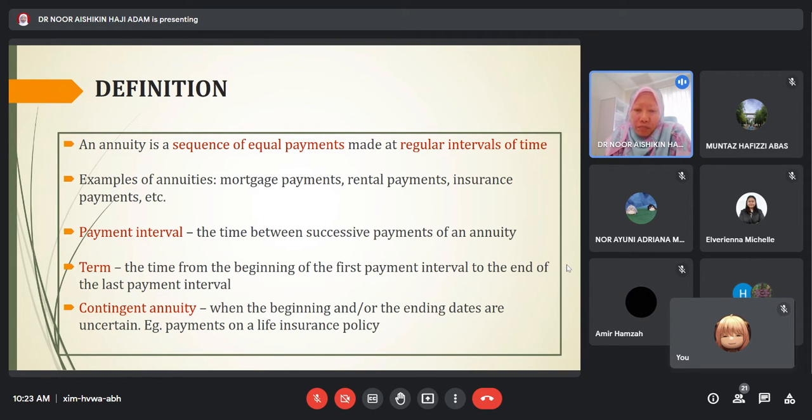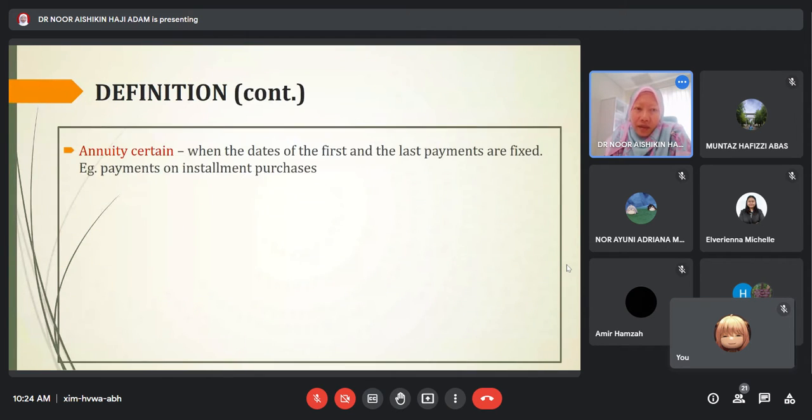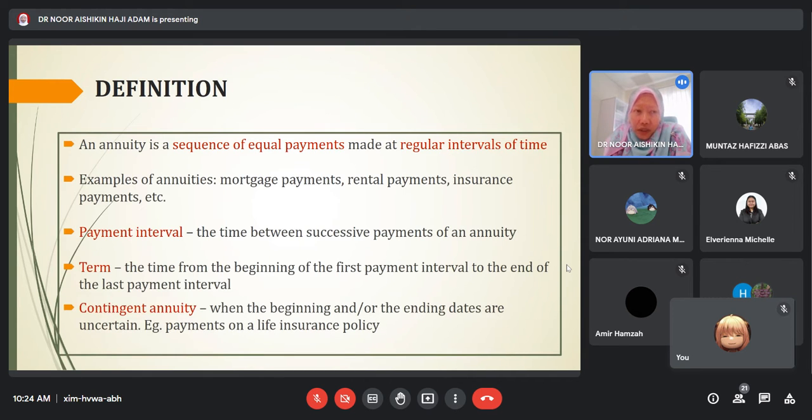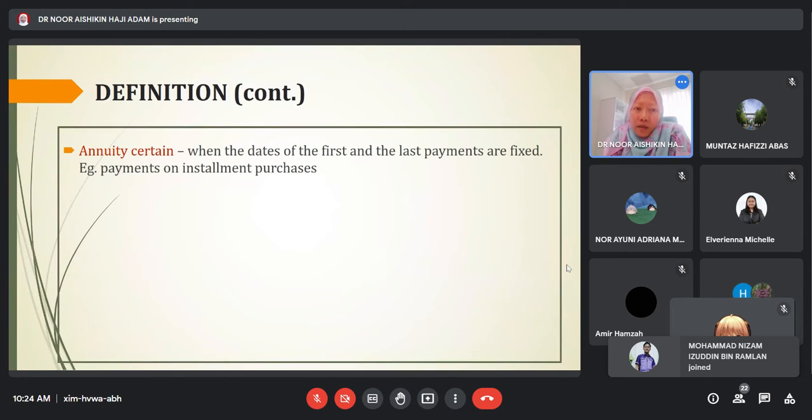So you have specific beginning and ending dates. Annuity certain is when the dates of the first and the last payments are fixed. Ni yang kita nak tengok lah. Annuity certain. Yang contingent mana dia? Contingent annuity tadi, that's not included in the syllabus. But I just give it here so that you know that there are several types of annuities.